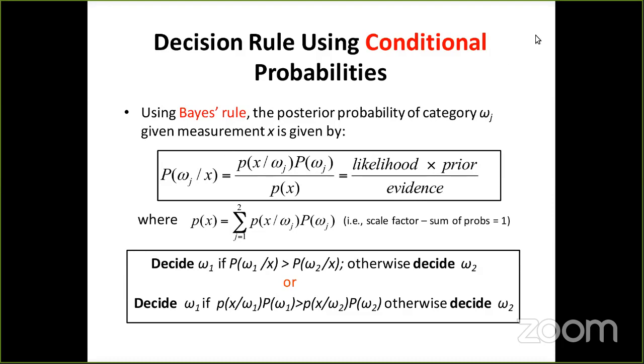So we know the likelihood, which are the density curves that he was showing in the previous slide. And we know the prior because we have done enough fishing to know that you are more likely to catch a sea bass than to catch a salmon. Let's say 70% of your catch is going to be sea bass and 30% of your catch is going to be salmon. So your priors are 0.7 and 0.3 respectively.